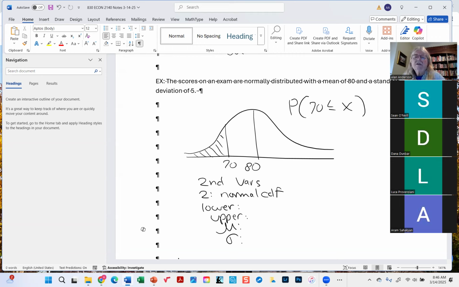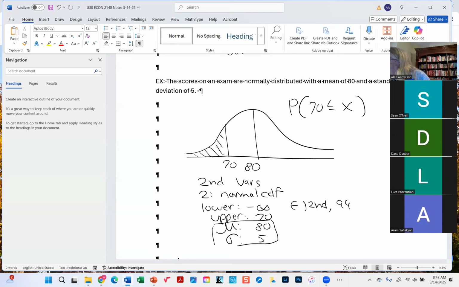Okay. So if you were to accidentally choose this one, you would discover that it's asking you for information that you're not prepared to give it. In other words, it's asking you different questions, and that would give you a hint that you've chosen the wrong one. So just make sure you always use number two, normal CDF. All right, anyway, so you're going to tell it that the lower limit is negative infinity. Upper is 70.